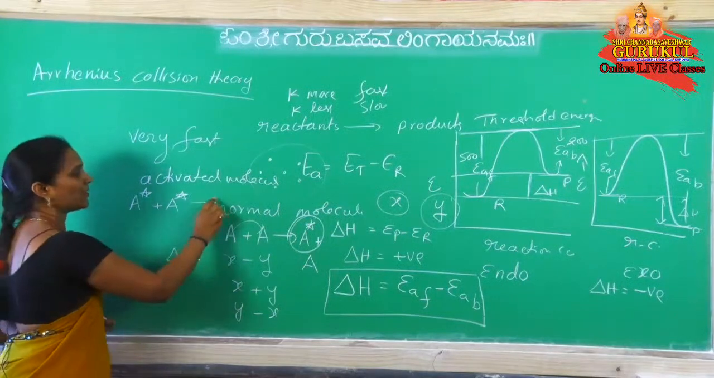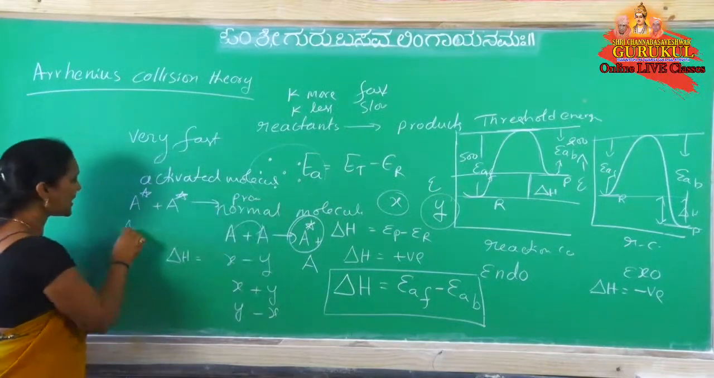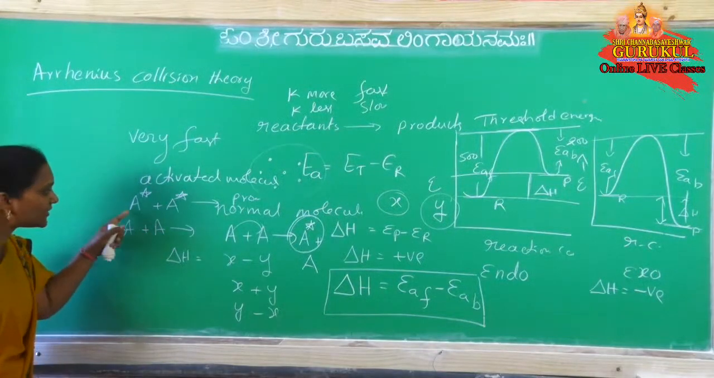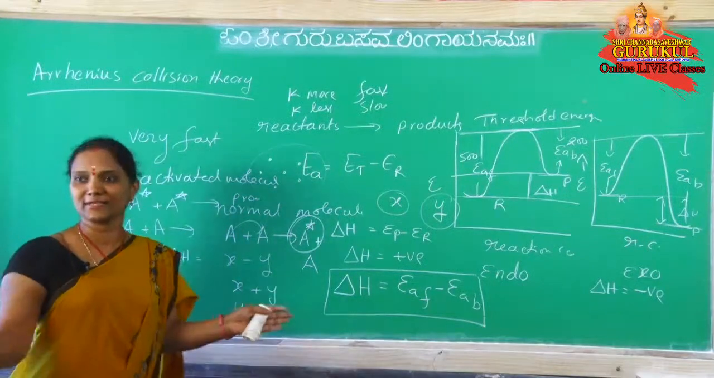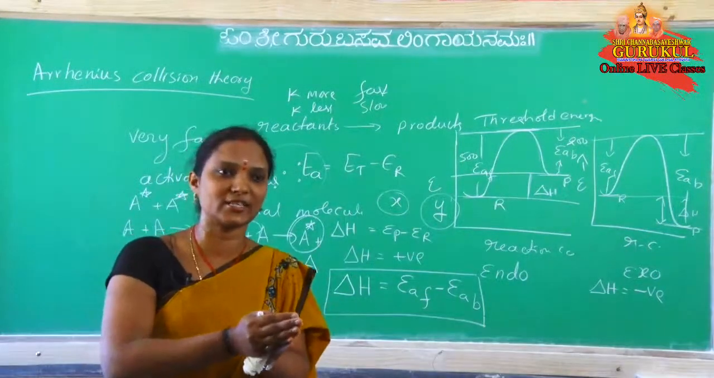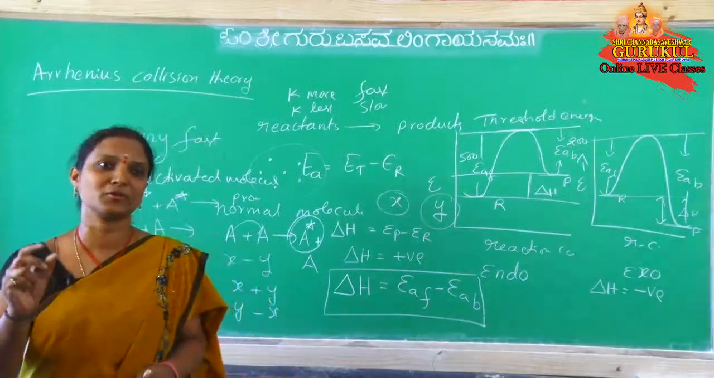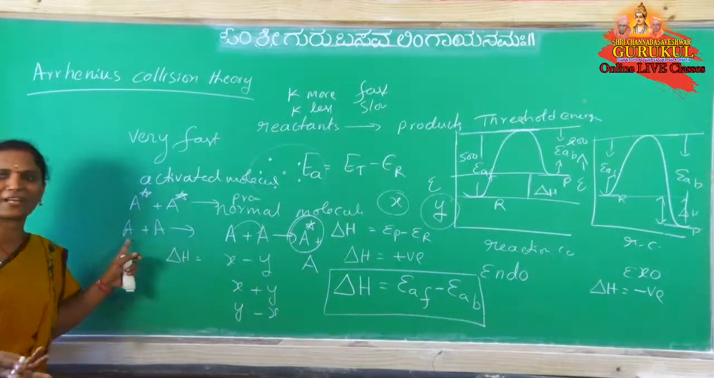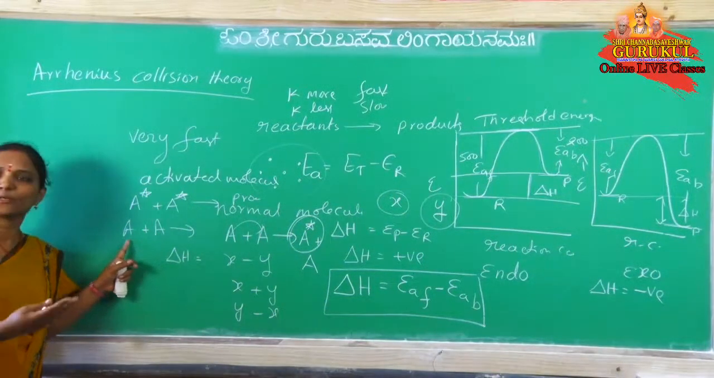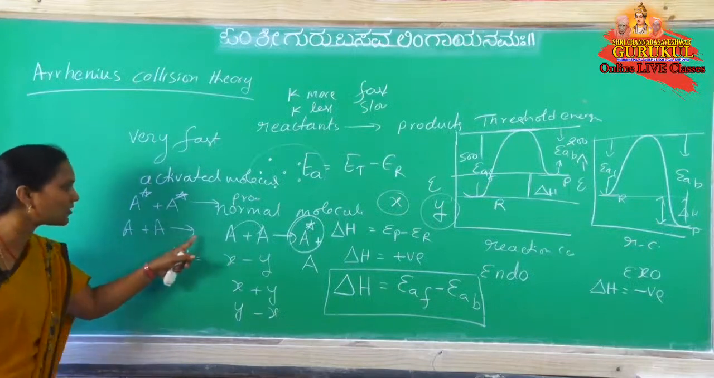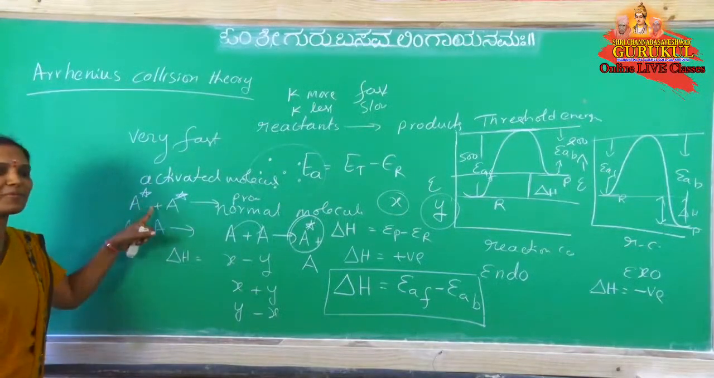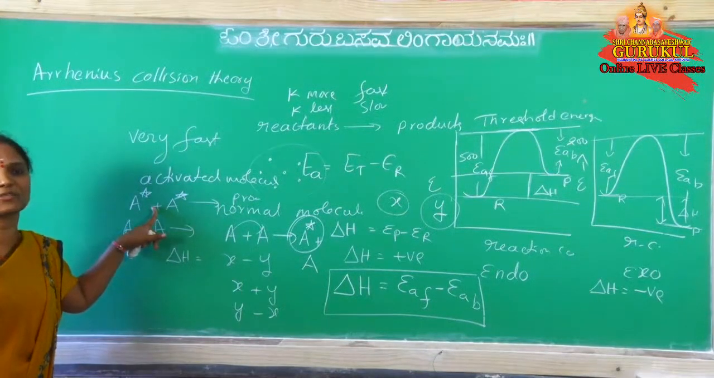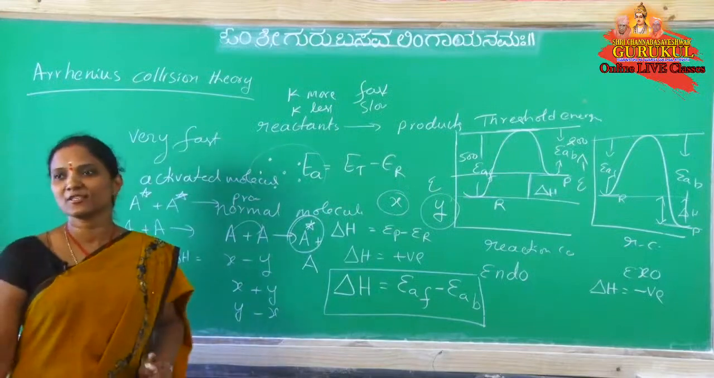Now if A star collides, it changes to product. Just A colliding does not change to product. A star is an activated molecule, and this is also an activated molecule. If these two activated molecules collide with each other, then that collision is an effective collision, and it leads to the formation of a product. When normal molecules collide, their energy is less than the threshold energy, so they do not change to products. Only this type of collision changes to products. That's why very few reactants change to products, and that's why most reactions are slow reactions.